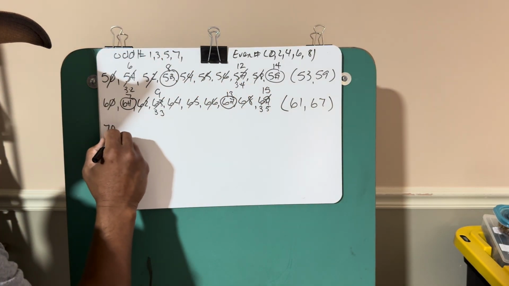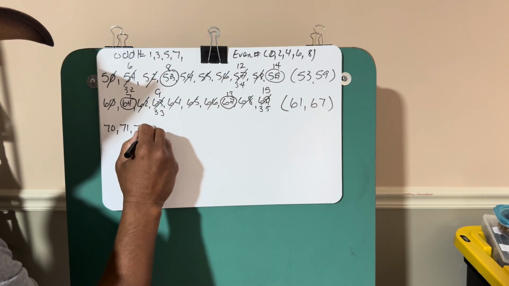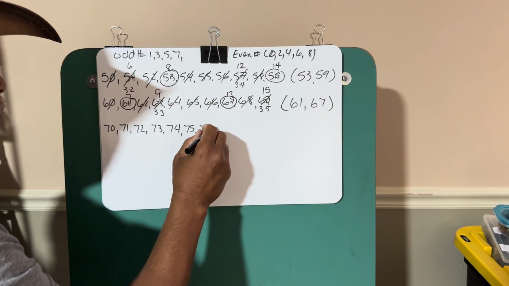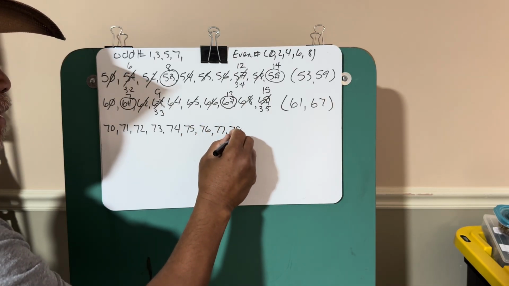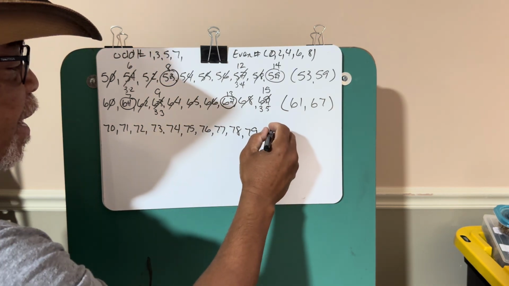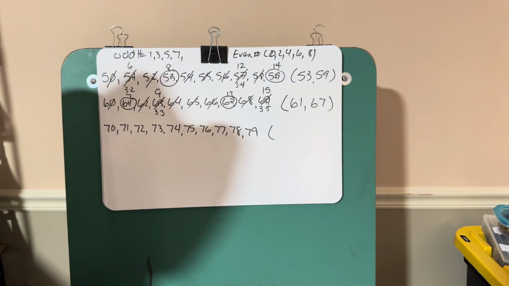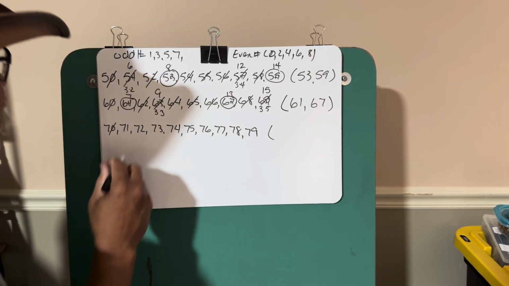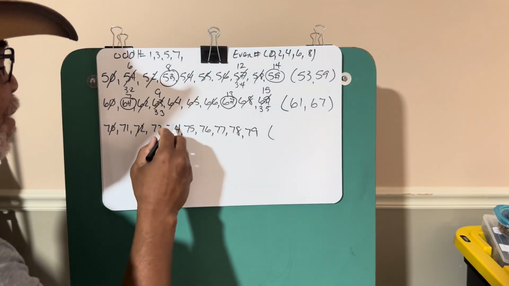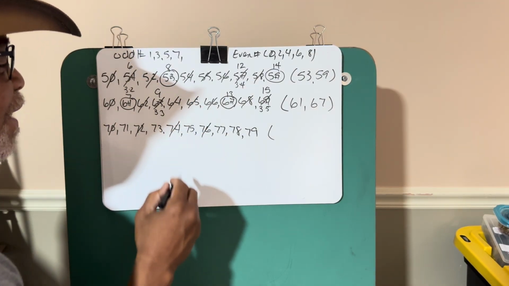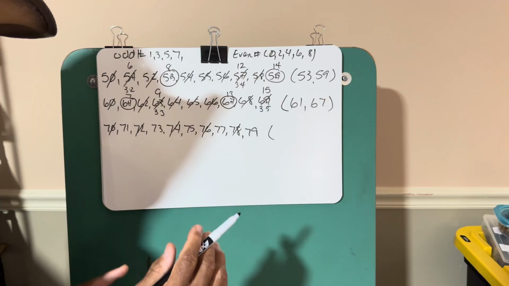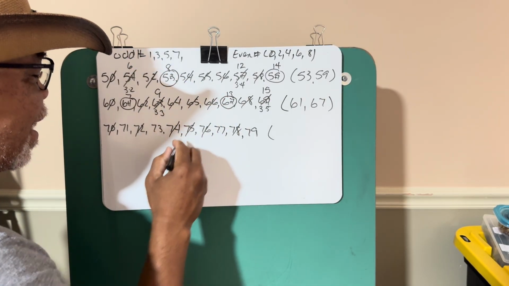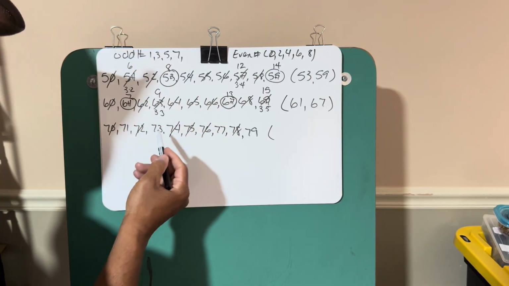Let's go. 70, 71, 72, 73, 74, 75, 76, 77, 78, 79. All right, what we got going on? I heard you 70, 72. I'm hearing y'all 74, 76, and 78. What about 75? Sometimes I forget. Thank you, guys, because of that 5. Cool. So we're left with 71, 73.